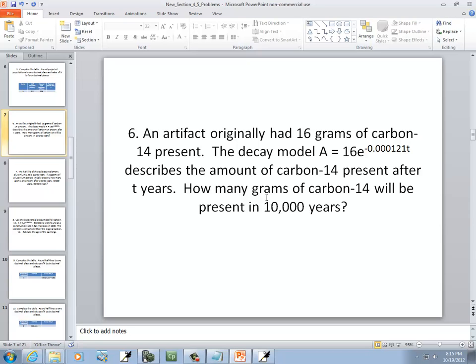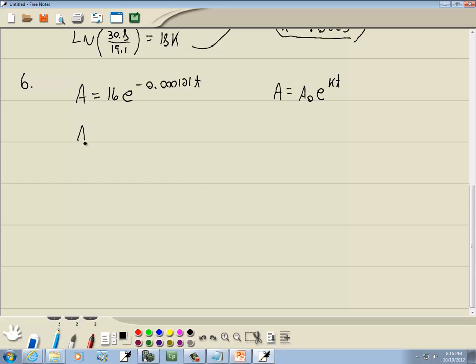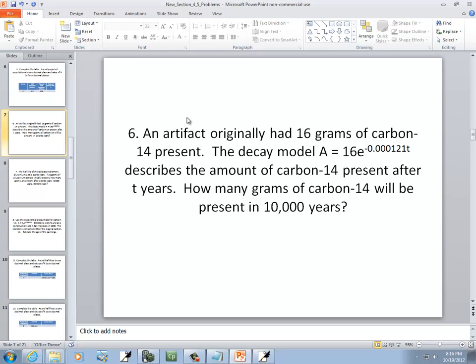Now, what they're asking for is how many grams of carbon-14 will be present in 10,000 years. So A is our ending amount. They say will be present in 10,000 years. And it says after T years, so we're just going to plug in 10,000 for T.